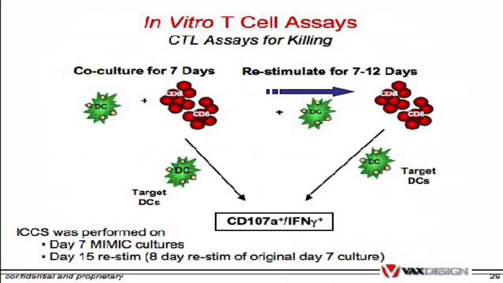In a very simple manner, we take our co-cultures that we have, our DCs that have been loaded with antigen, put in with our CD8 positive T cells, and we'll re-stimulate these, which can be somewhat similar to a prime boost type of mechanism, and then we'll take and challenge these with target cells later on, and then look at degranulation and the function of these cells.